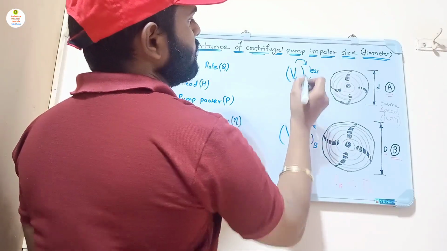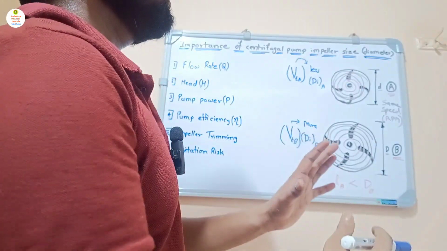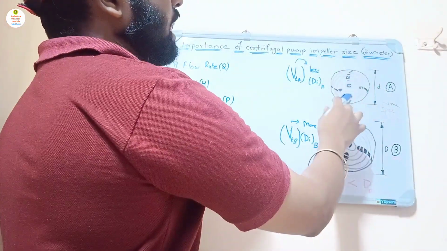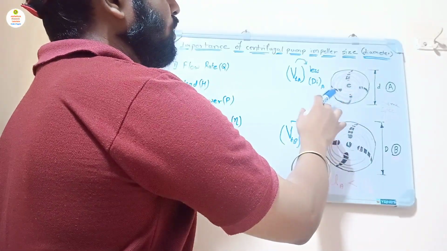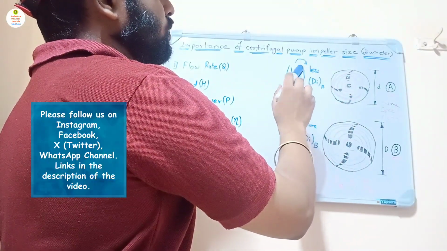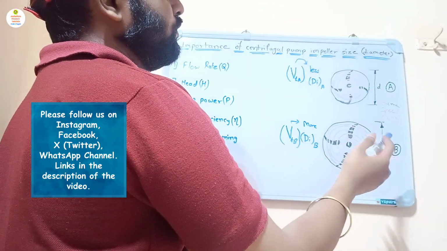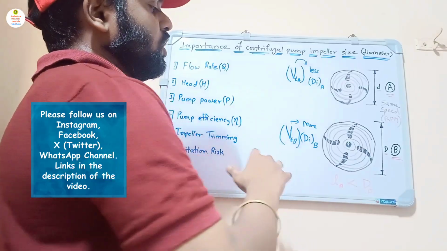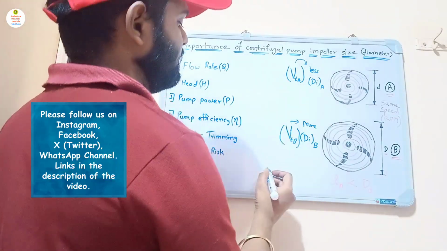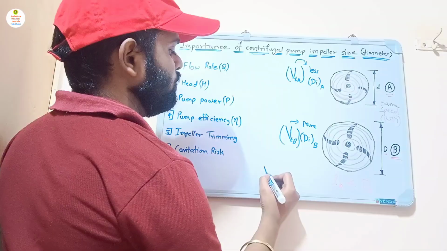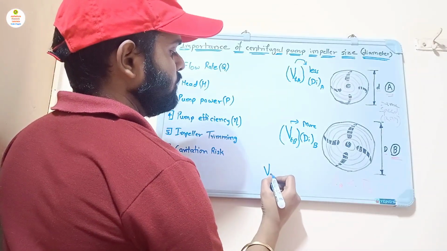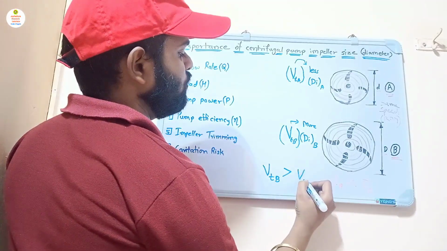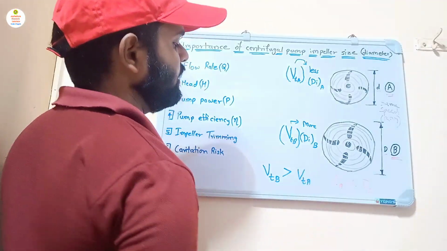From both these examples we can conclude that if there is a smaller diameter of the impeller, then we have less tangential velocity, and if we have a larger diameter, then we have greater tangential velocity. So here I am writing that the tangential velocity v of impeller B is greater than the tangential velocity of impeller A.